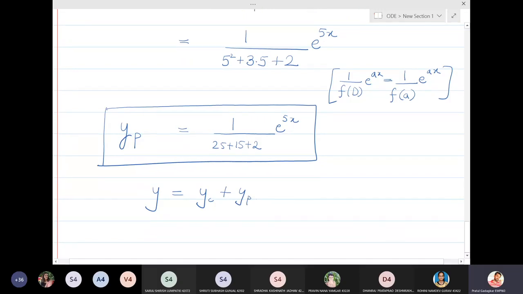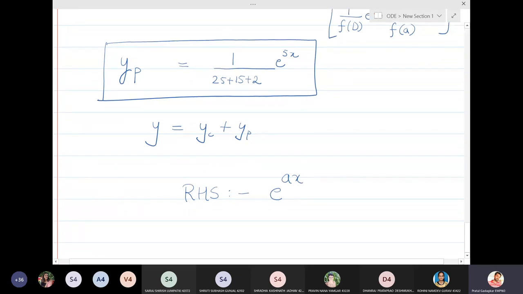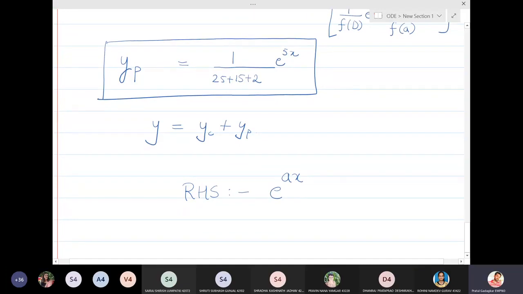Okay, now you will be asking me a question: what should the right hand side be? The right hand side must be of the format e power ax. Only then can I use this particular formula, right? So what if the right hand side is something slightly different from e power ax? Okay, so we can take a note.